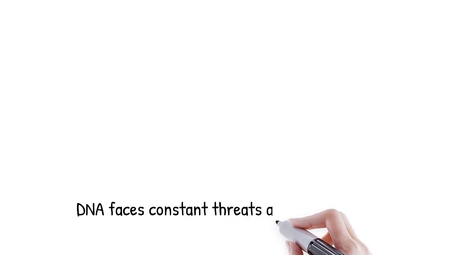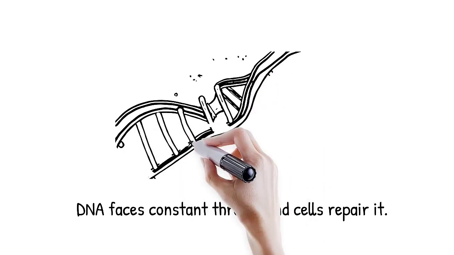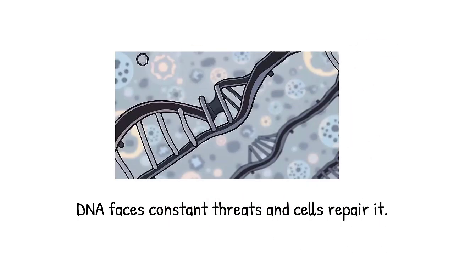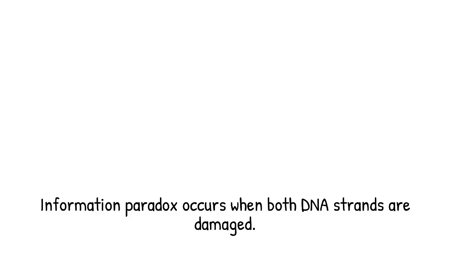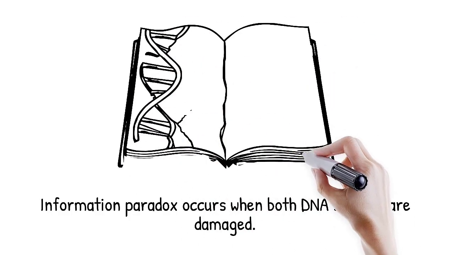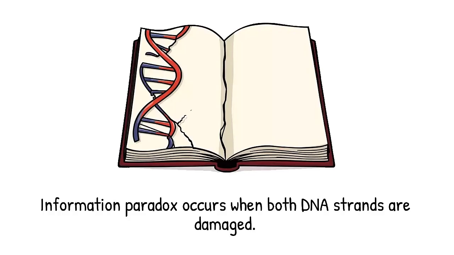DNA is constantly exposed to damaging agents such as radiation, reactive chemicals, and replication errors. Cells have evolved sophisticated repair mechanisms to maintain genome integrity and prevent harmful mutations. These mechanisms often rely on using the complementary DNA strand as a template to fix errors on the other strand. The problem arises when both strands are damaged or contain breaks, leading to uncertainty about which sequence is correct. This situation creates what is known as the information paradox of DNA repair.